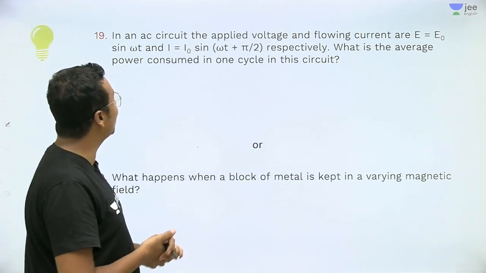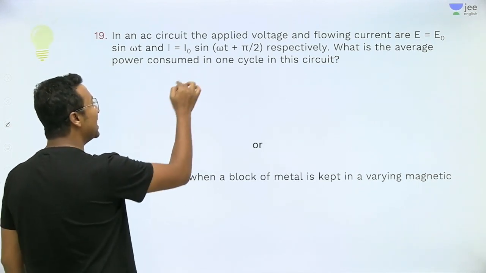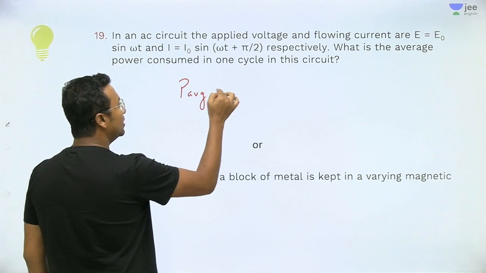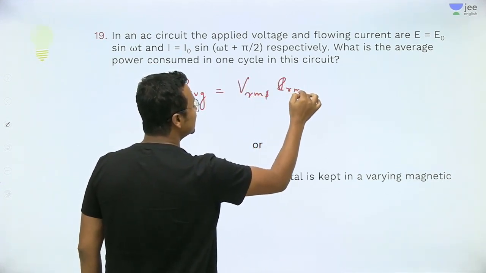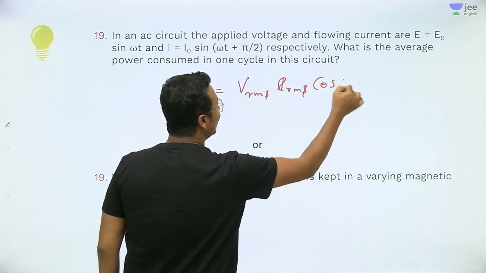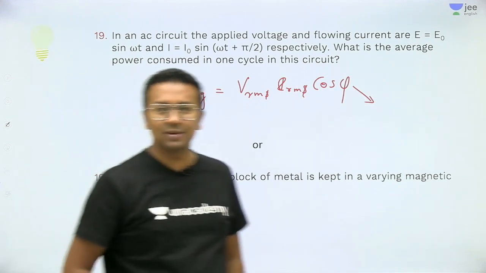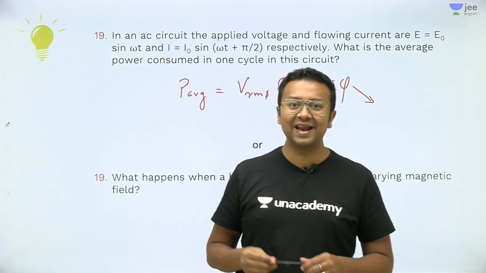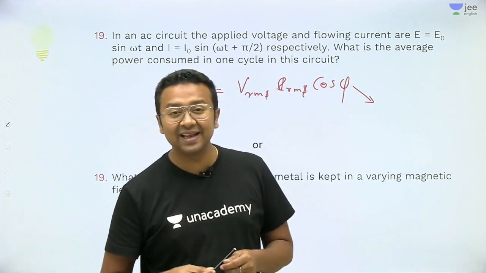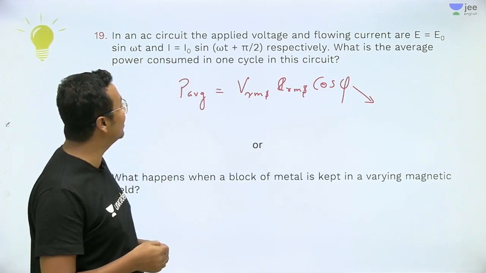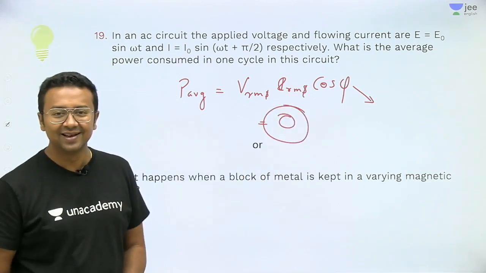What is the average power consumed in one cycle in the circuit? Now P average is equal to what? Vrms into Irms into cos phi. Phi is nothing but the phase difference, right? But the phase difference is how much here? Phase difference is equal to 90 degrees. So cos of 90 degrees will be equal to how much? 0. So average power will be equal to 0. Simple one. Okay. Chalo.